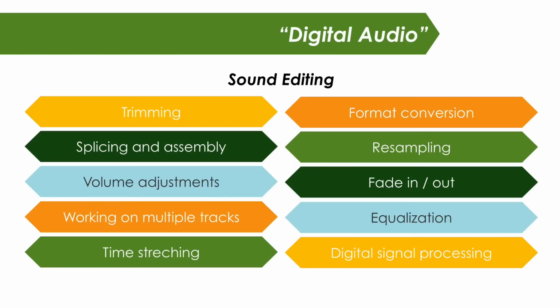Next is the volume adjustment, where we adjust the value of the volume, whether we want to make it louder or softer. Working on multiple tracks is about doing the editing task on more than one track. Maybe we have two tracks, for example the speech track and also the background music track, and then we want to combine both tracks into one sound. So that is working on multiple tracks.